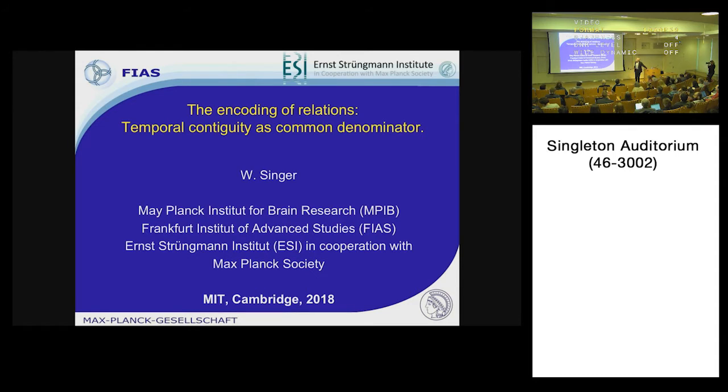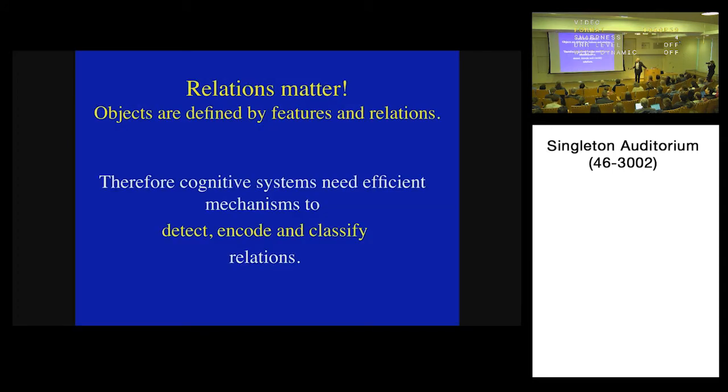And yes, I will be talking about relations, the problem of encoding, retrieving, and representing relations in the brain. Why relations? Because they really matter. Cognitive objects are defined by features and the relations among the features. This is what is constitutive for them. Therefore, all cognitive systems need efficient mechanisms to detect, encode, and classify relations if they want to establish valid models of the world surrounding them.